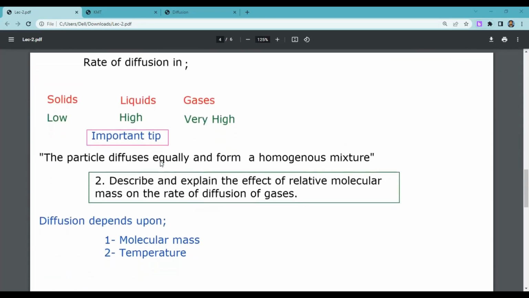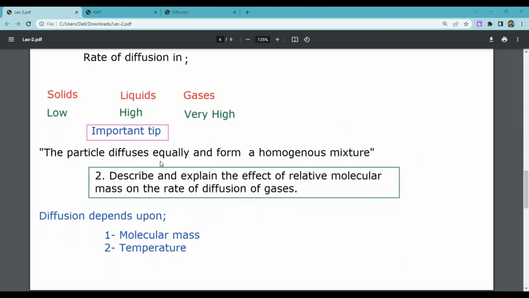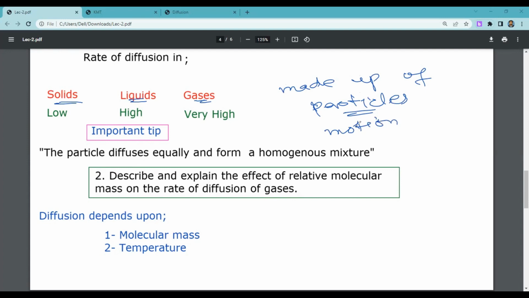Now we see the rate of diffusion in solids, because the three states of matter, whether solid, liquid, or gas, are made up of particles. If they are made up of particles, it means that their particles are in motion according to the postulates of kinetic molecular theory. If their particles are in motion, then the process of diffusion will occur.